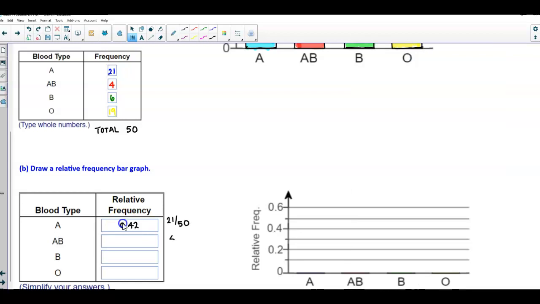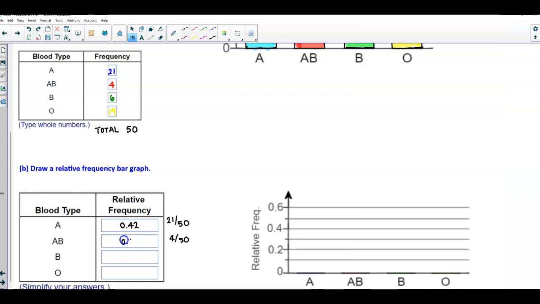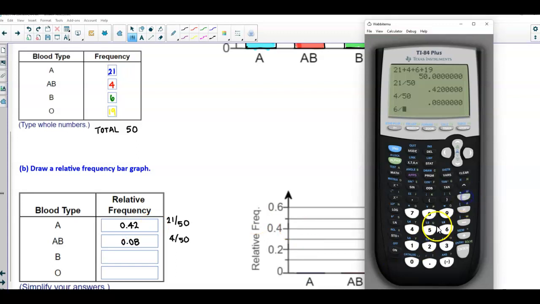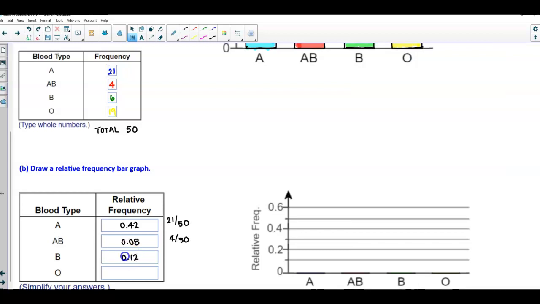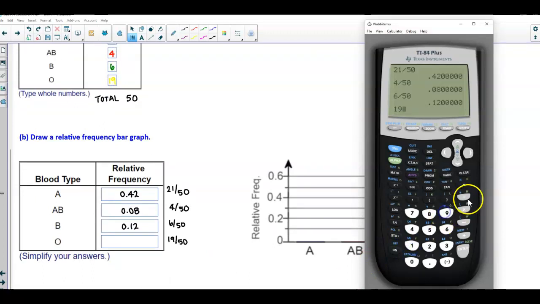And then 4 divided by 50. Let's check and see what 4 divided by 50 is. So 4 divided by 50 gives us 0.08. And then we're going to take 6 and divide that by the total of 50, which gives us 0.12. And then we're going to take 19 and divide that by 50, and 19 divided by 50 gives us 0.38.